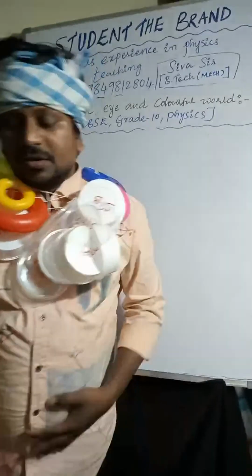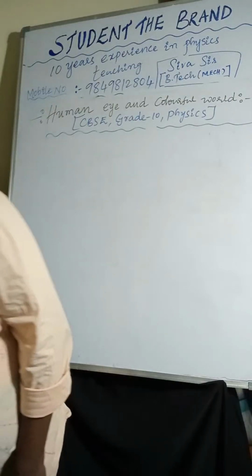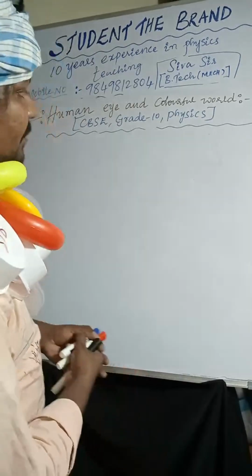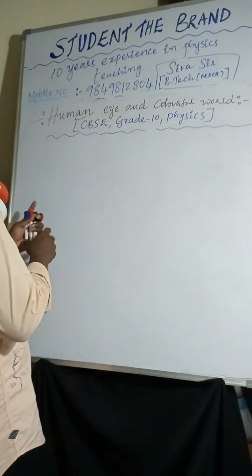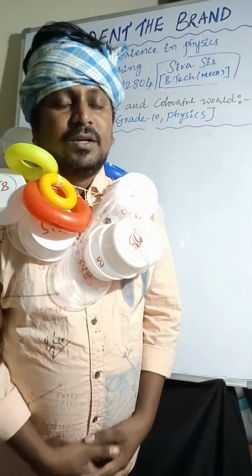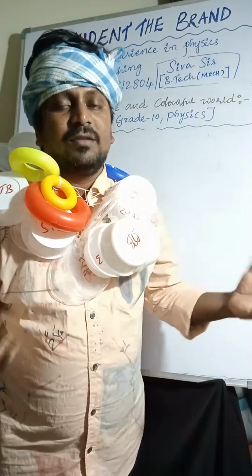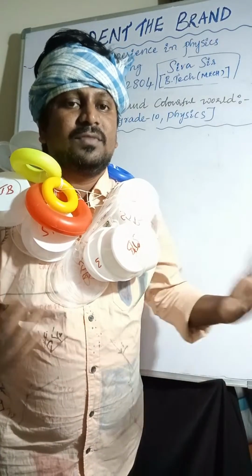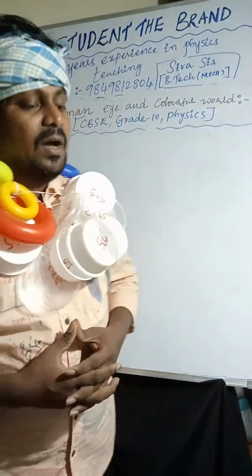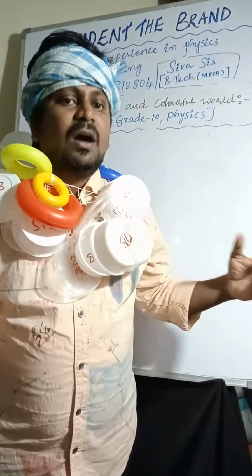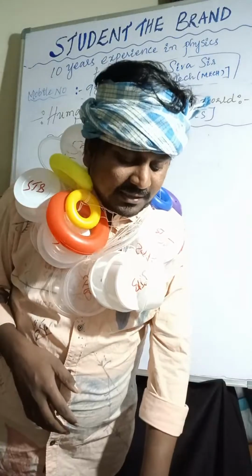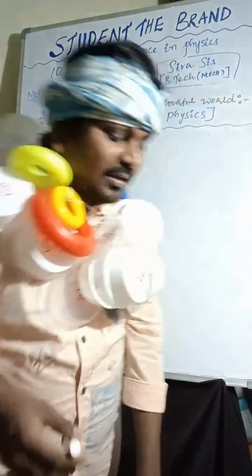So we are going to discuss human eye and colorful world. If you close your eyes, you can't see anything. Once you open your eyes, you are able to see everything in front of us. Yes or no? The eye is the most sensitive organ in our human body. Today we will discuss human eye parts and function. So be ready for that.